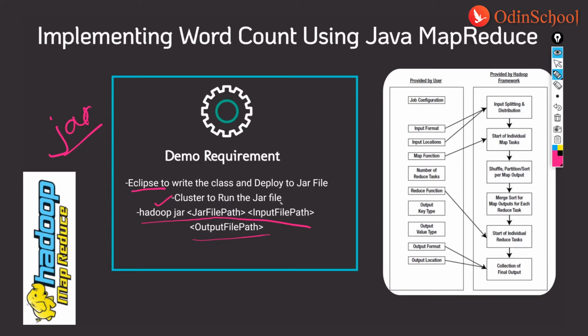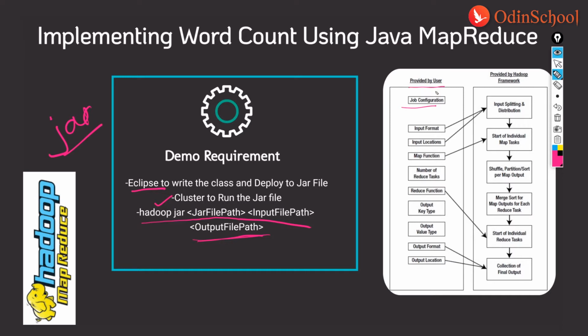Like this deer, bear, river file that was there, right? So that file's path. And output file path means the output folder where you want to dump the output file. So at a high level, these are the parameters which would be provided by the user in that implementation, where you will provide the job configuration, like job name.